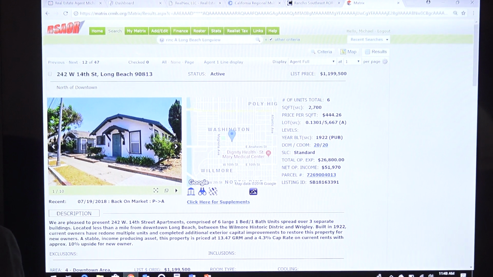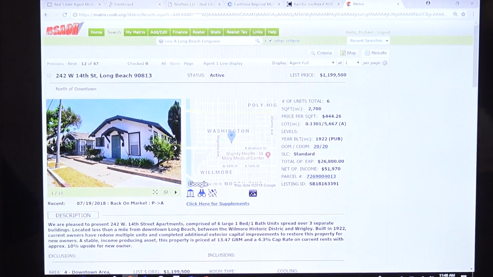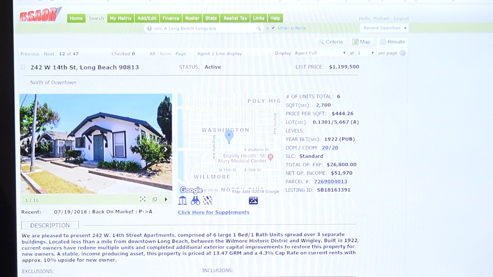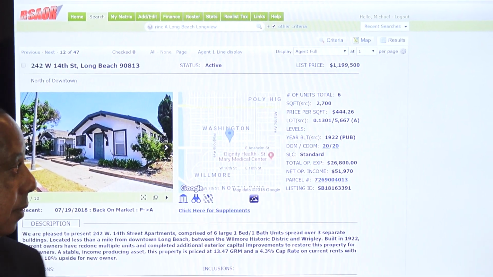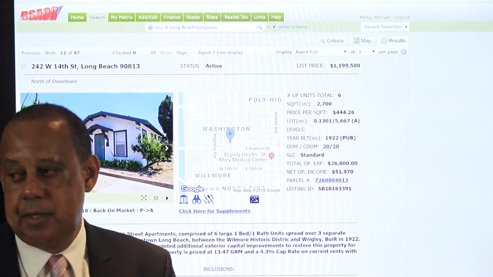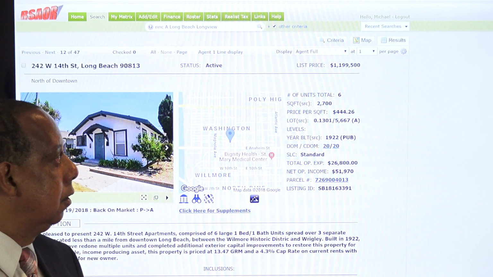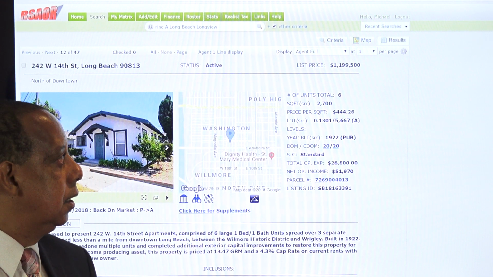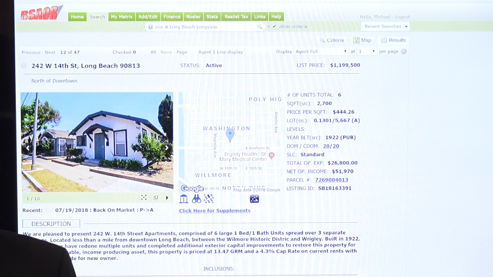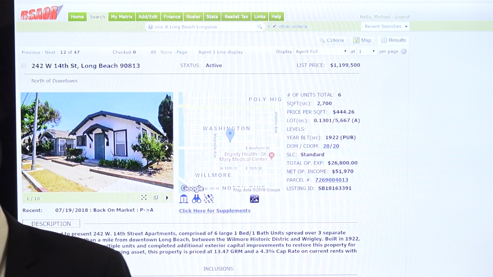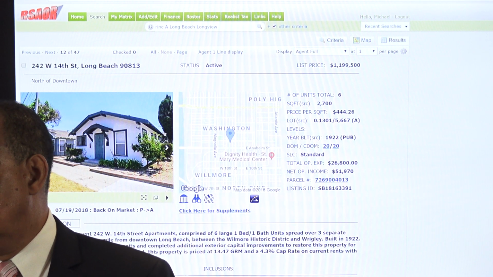What's 30% of 1.1, the sales price? What's 30% of the sales price? Anybody got a mortgage calculator handy? Okay, we'll guess it out. 30% of 1,199,500. It's 358, the 30%, which is the down payment, right?